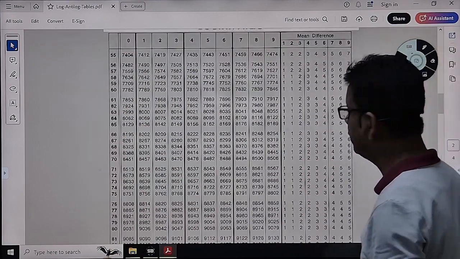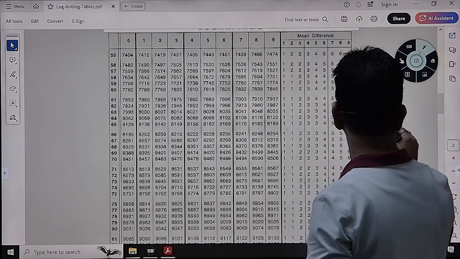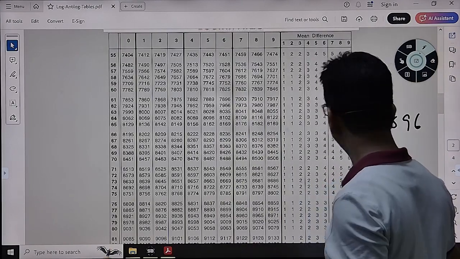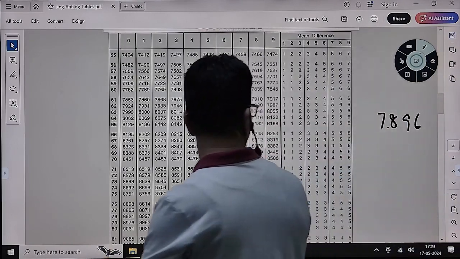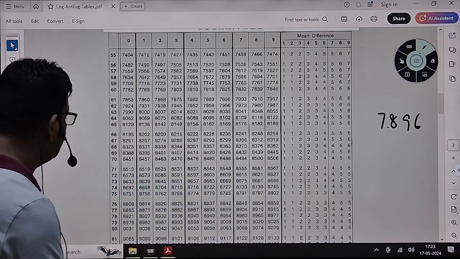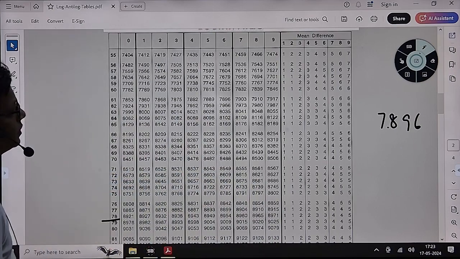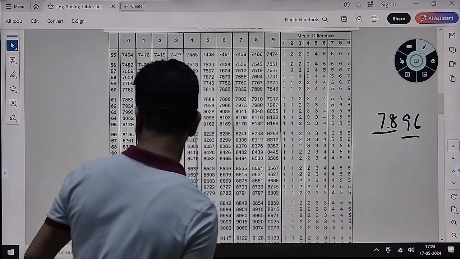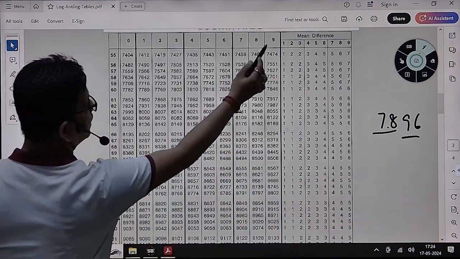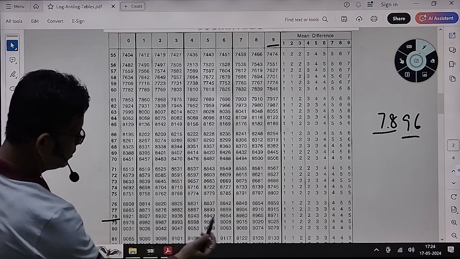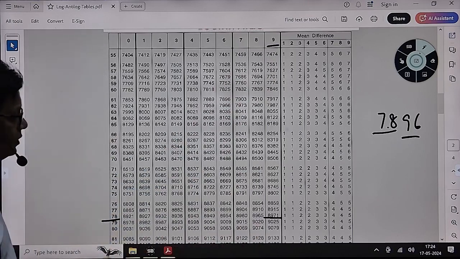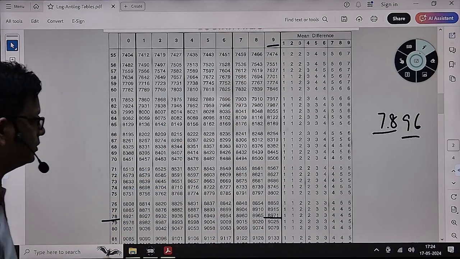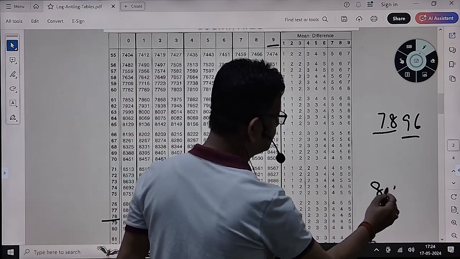Seven eight. How much was it? 7896. Wherever the point is, it doesn't matter. I think it was here. Yes or no? Okay, now 78. In 78, which column first? 9 column. So 78, digit 9. So 9 column. Is the number 8971? Yes or no? 8. So let us write it 8971.